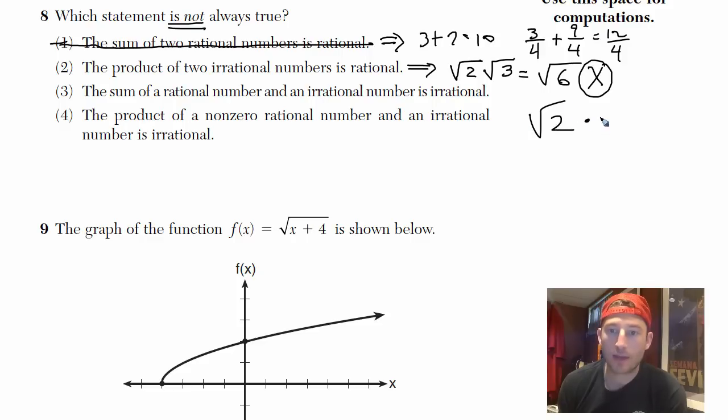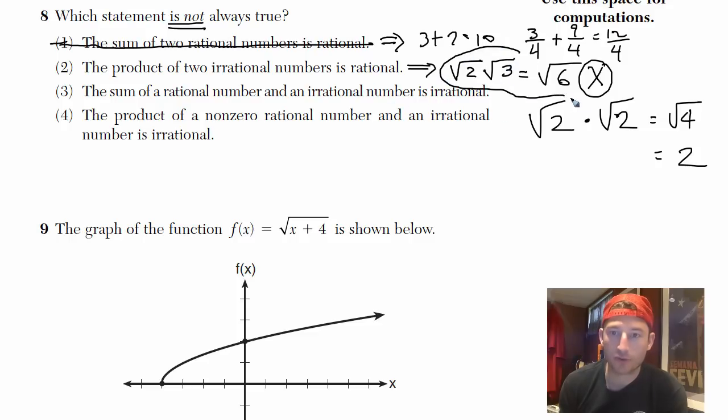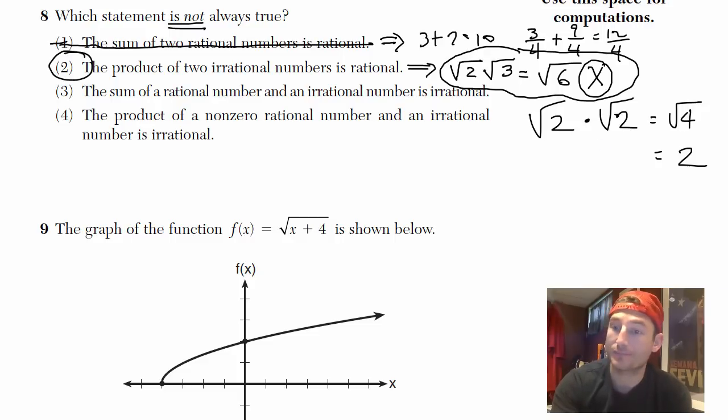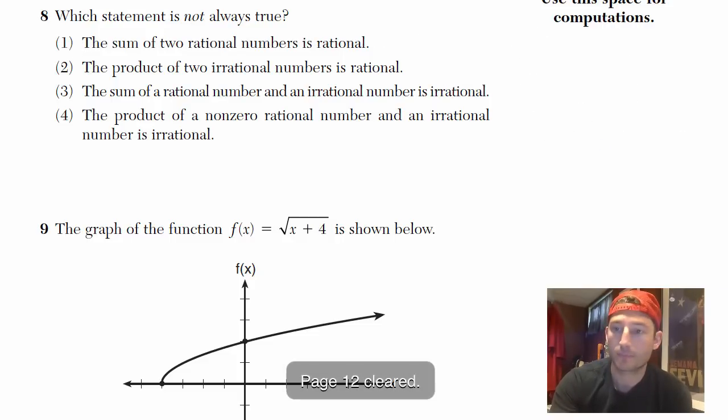Just to give you an idea, radical 2 times radical 2 gives you radical 4, which does equal 2. And that would make this situation true. The product of 2 irrational numbers is rational. But we also found a situation where it's not always true. That's why we picked choice 2. So we got to go with 2. I'm not even going to test the others because honestly, I don't feel like it. And I think I got the right answer.